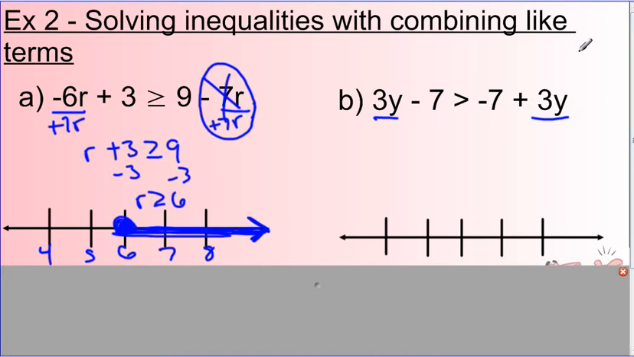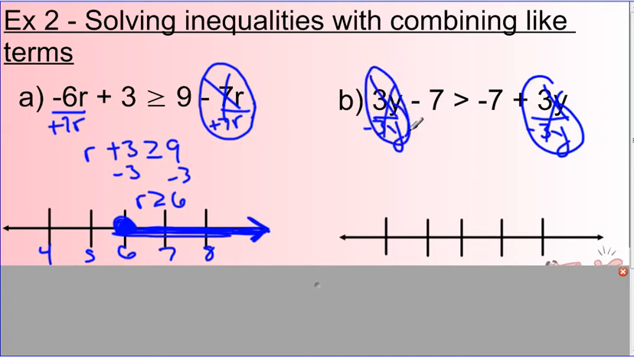So let's get rid of the one on the right. So we're going to get rid of this guy. We're going to minus 3y. He cancels out. Minus 3y. Oh, darn. This guy cancels out too. Now we're left with negative 7 is greater than negative 7.